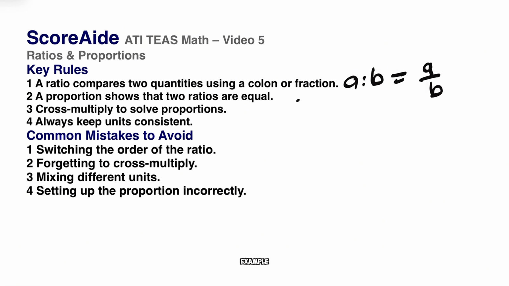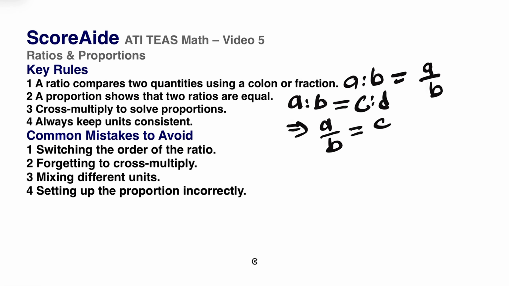Meanwhile, a proportion shows two ratios are equal. For example, if A is to B is equal to C is to D, that means A over B is equal to C over D. So this is a proportion. It compares two fractions. It says that two fractions are equal.